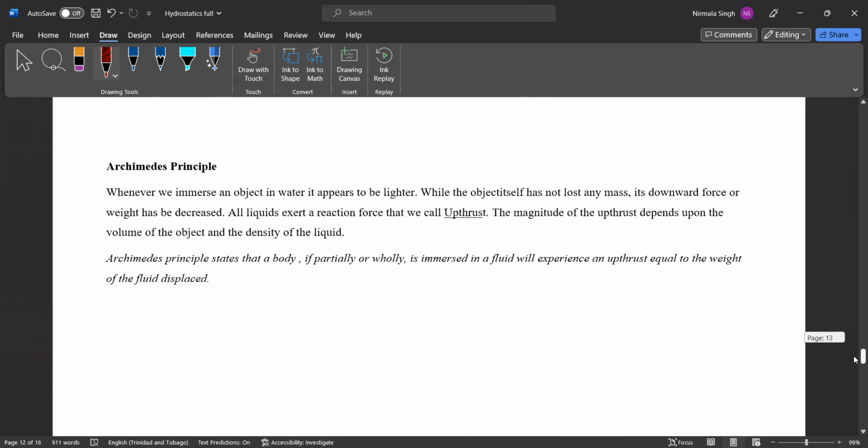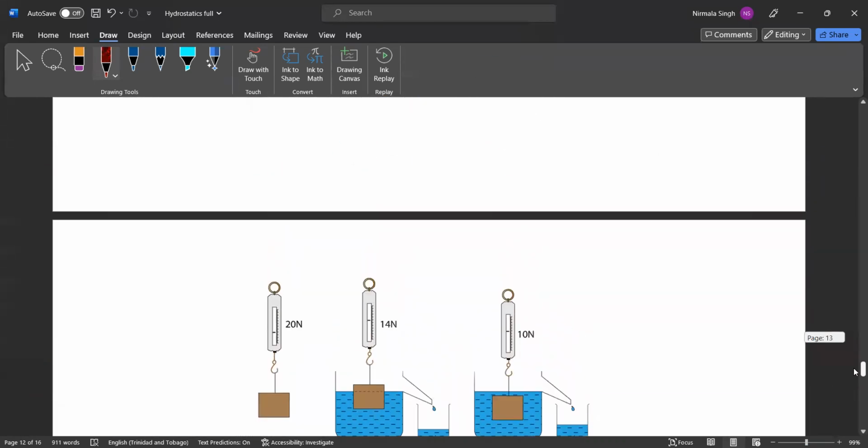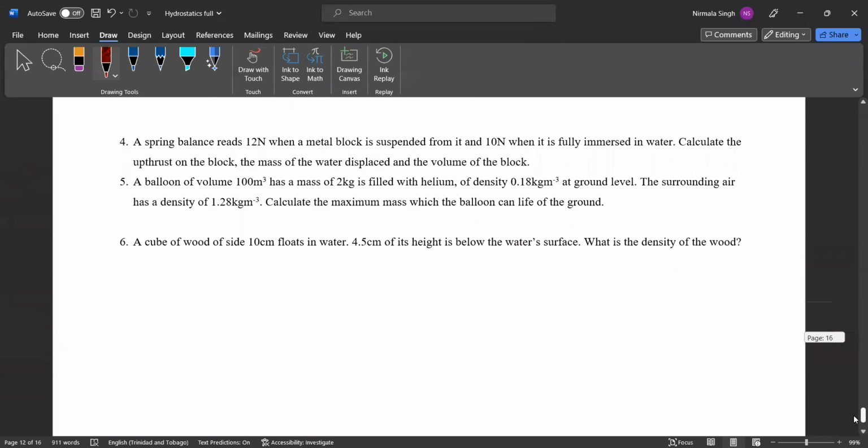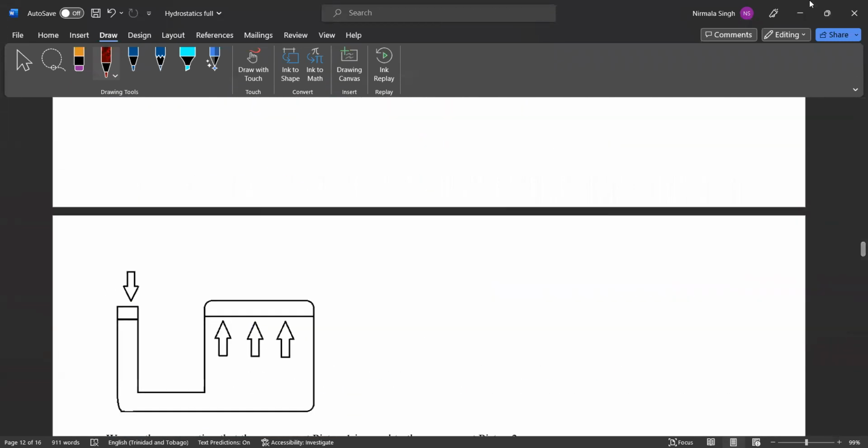And then we're going to go into Archimedes' principle, floating and sinking. And we finish with this topic of hydrostatics. Oh, and you have a little piece here to do with hydraulic machines.